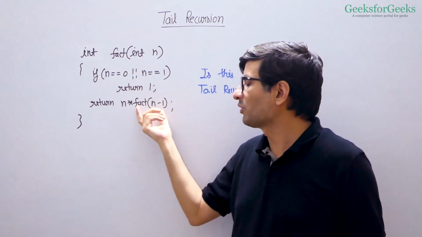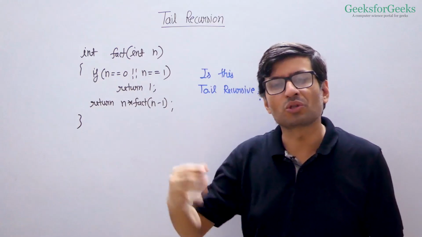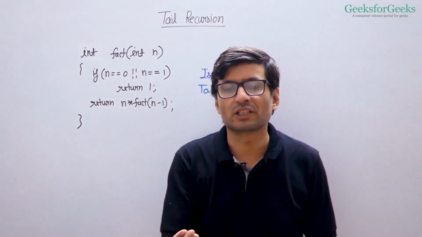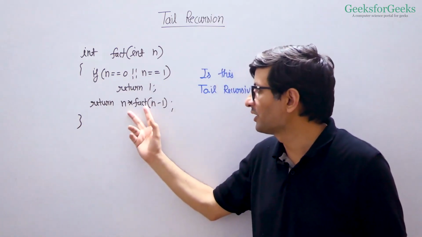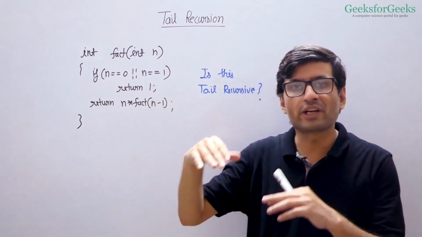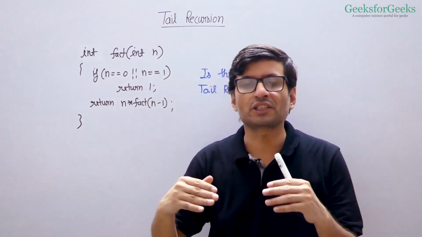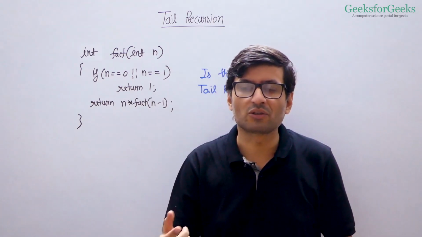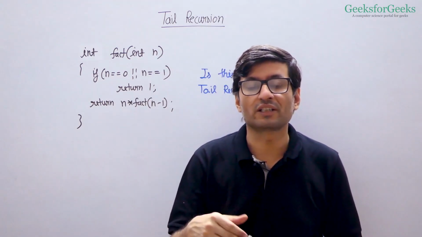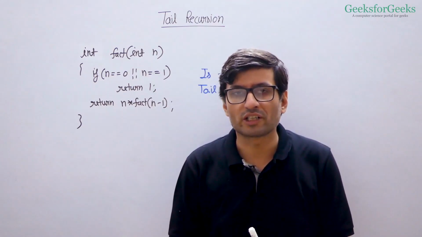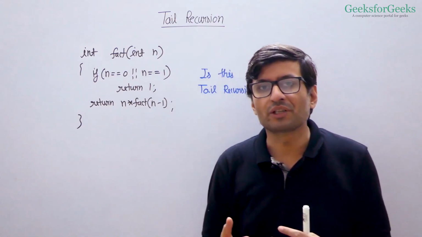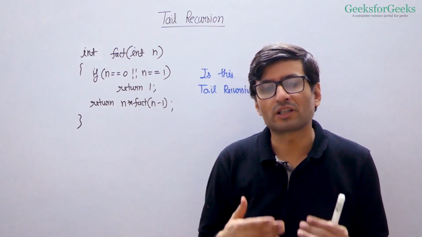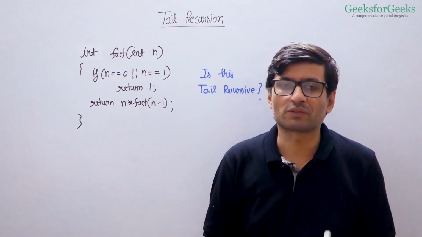When you call factorial n-1, you need to know the result of factorial n-1 and then you need to multiply this result with n and then you need to return. So your parent call cannot finish immediately after the child call. It's going to use the result of the child call, then multiply the result with n and then return. So it's not tail recursive. Now please pause this video and try to write down a tail recursive equivalent of this function.